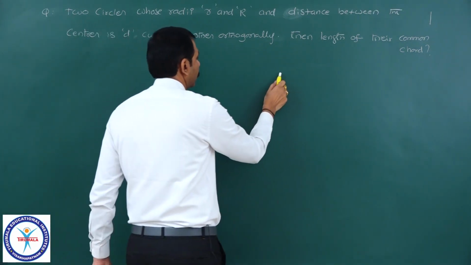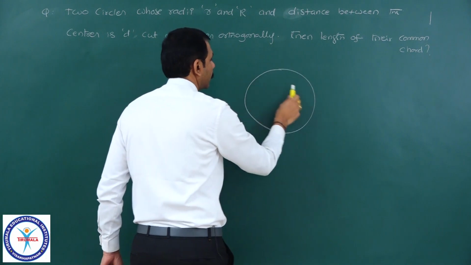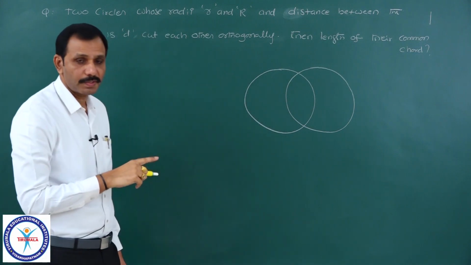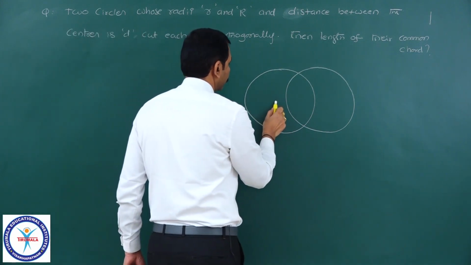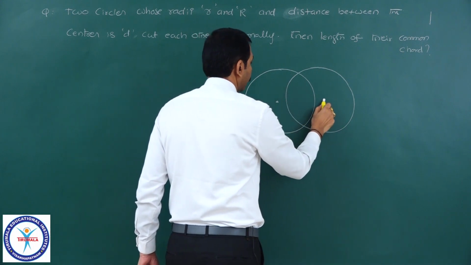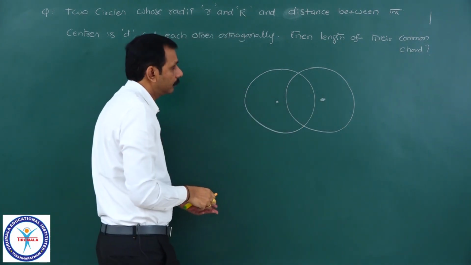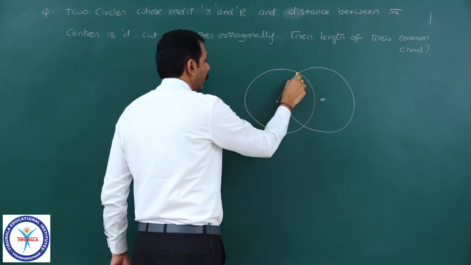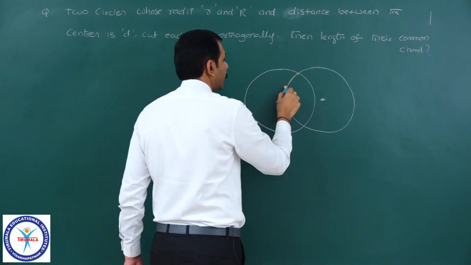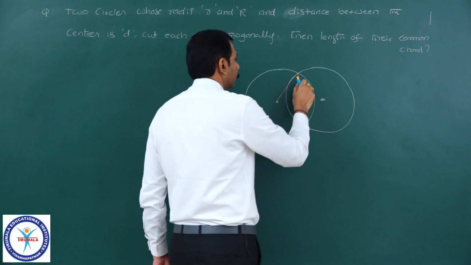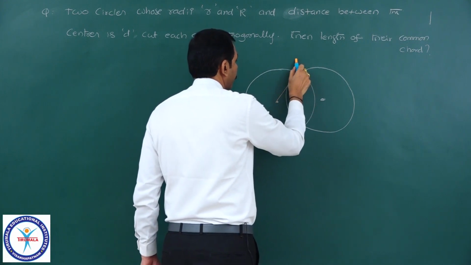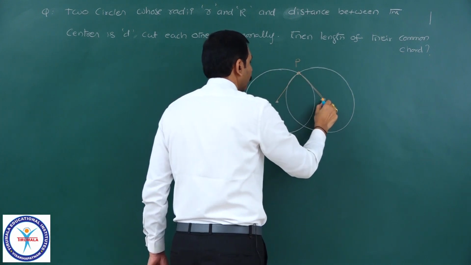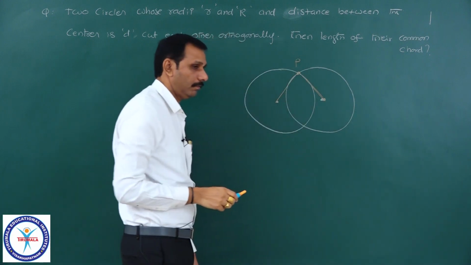Here we will take the circles as this is one circle and this is another circle. These two circles intersect orthogonally. Let this be the center of this circle and this the center of the second circle. And of course, this is a radius of this circle, it is a tangent to the other circle. Let it be P, I will take. And here is a radius of this circle which is a tangent.